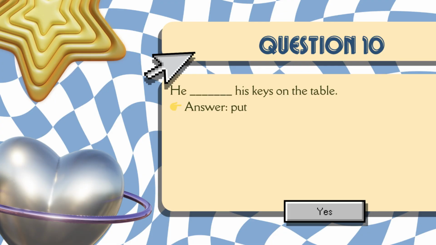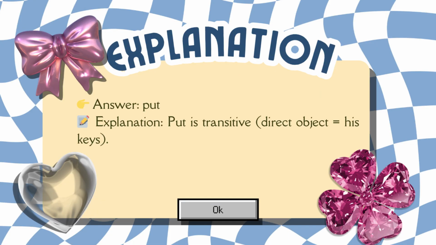Last question. Fill in the blank. His keys on the table. The answer, put. Explanation: put is transitive because it has a direct object.